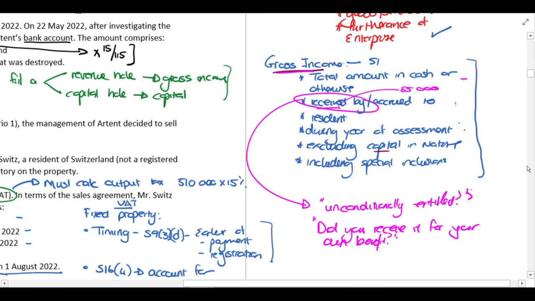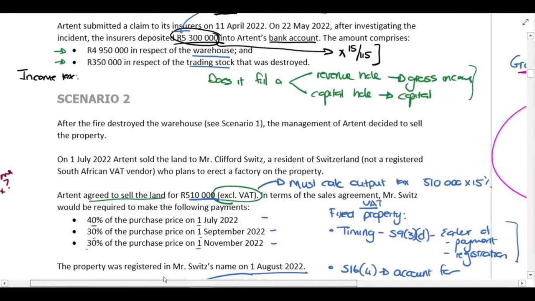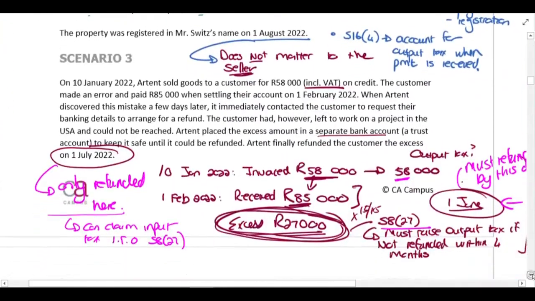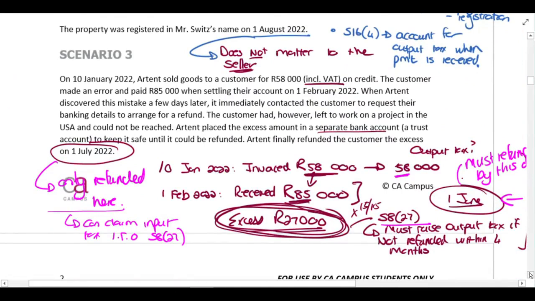But remember, what's important is there was a court case, and if you can remember the court case name, that might be a bonus mark for you. The Pyatt's case said, if you receive money that is not yours, like a deposit, for example, you must keep it separate. Otherwise, it will be considered to form part of your gross income. In this case, we put it in a trust account. So that would mean that that amount, the 27,000, will not form part of gross income. All right, so that's it for question number 1.